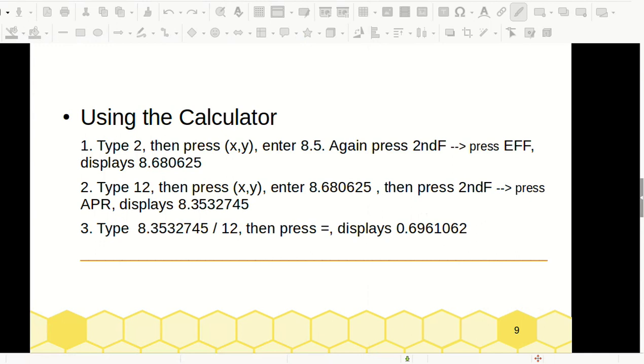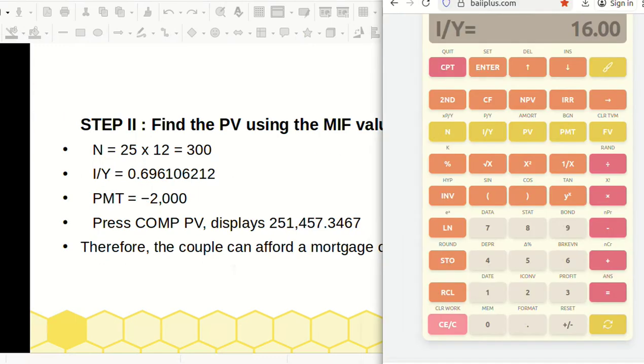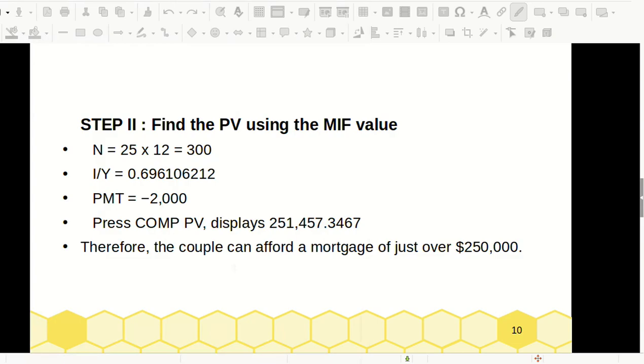Now let's go to step 2. Here you have to find the present value using the MIF value. N is 25 times 12, which is 300. I/Y is 0.6961. Your periodic payment is minus 2000. Compute the present value. The present value displays $251,457.35. Therefore, the couple can afford a mortgage of just over $250,000.